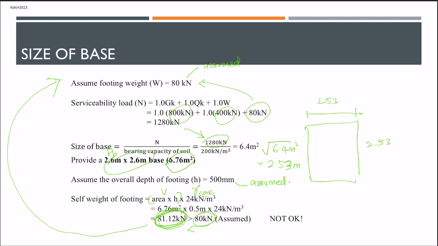If we want to lower it, maybe you can lower H. So if we lower the value of H, for example we put 400 mm, this value will probably go down. If 6.76 times 0.4 times 24, you will get 64.896, which is lower than 80 kilonewton.